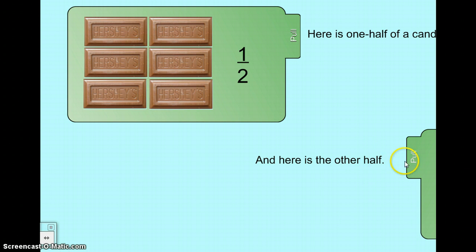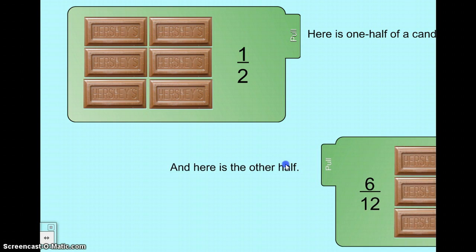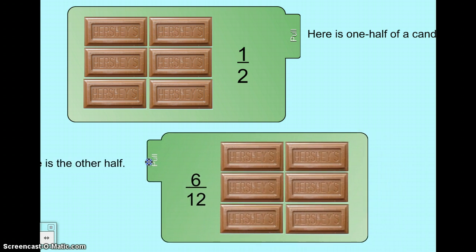Uh-oh. Here's a confusing part. It says here's another half. Wait a minute. This isn't the same. It still has 1, 2, 3, 4, 5, 6 pieces, but this is a different number. This is 6/12. So there are 6 out of 12 pieces. Okay, I get that, but they're different numbers. How can that be? They're both 6 out of 12, 6 pieces out of the 12. But 1/2 and 6/12 aren't the same number.